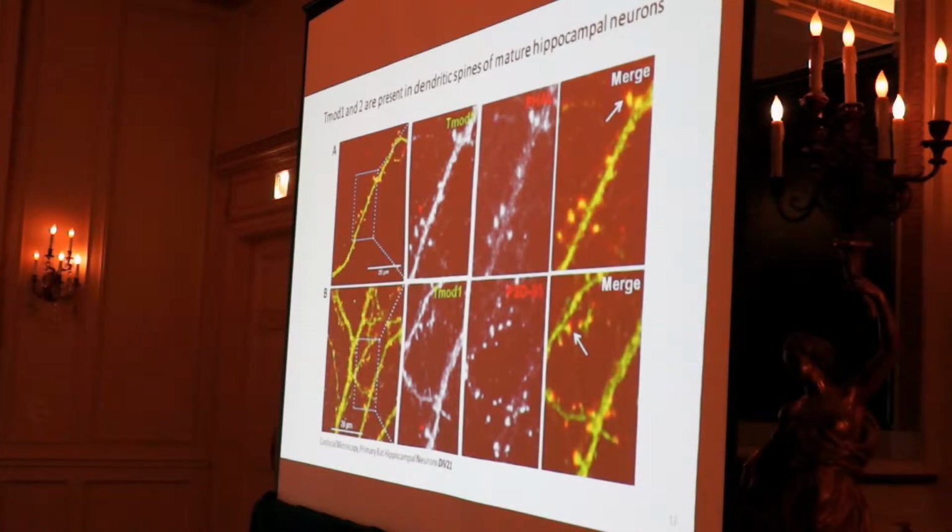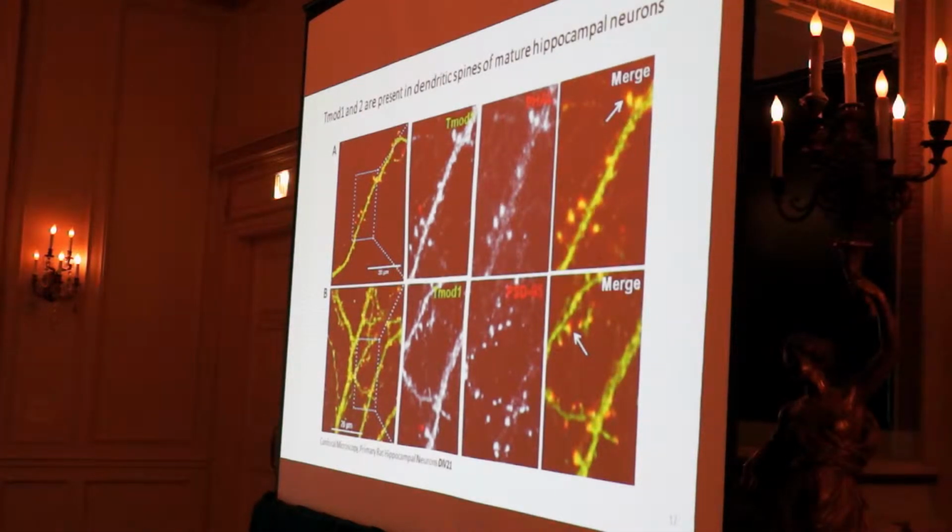So of the 4 isoforms, we found that tropomodulins 1 and 2 are present within mature dendritic spines. Here in the first panel, I'm showing you dendritic spines, which are marked with phalloidin. This stain selectively binds to actin, so it's used to demarcate the dendritic spine. As you can clearly see, tropomodulin 1 here localizes very nicely within dendritic spines, and it also colocalizes very nicely with PSD95, which is another marker of dendritic spines.